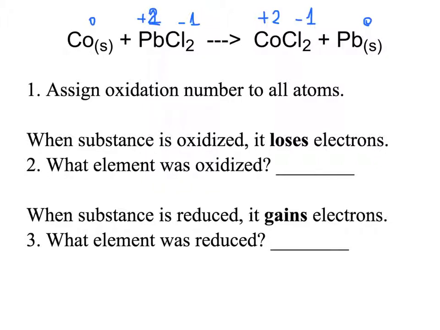So now we know that the substance is oxidized when it loses electrons. And we can see that the cobalt over here is the substance that is losing electrons. Because of the loss of the electrons, the oxidation number of cobalt over here, 0, becomes +2. The oxidation number goes up. That's a very good sign of oxidation reaction. So cobalt was oxidized.